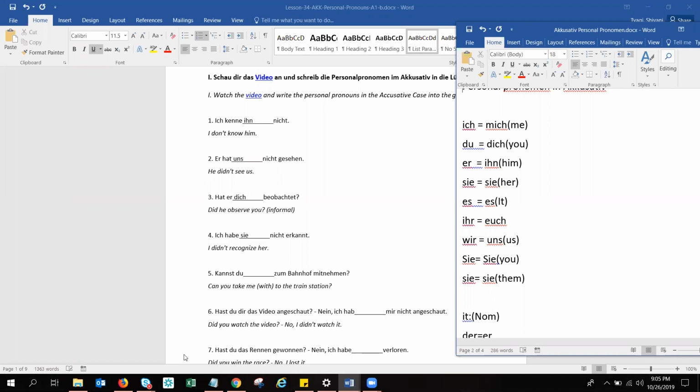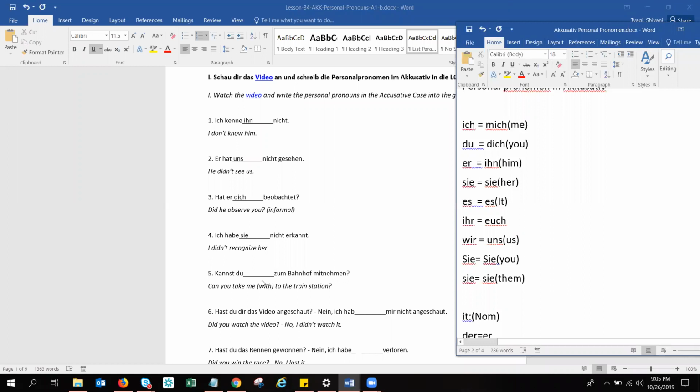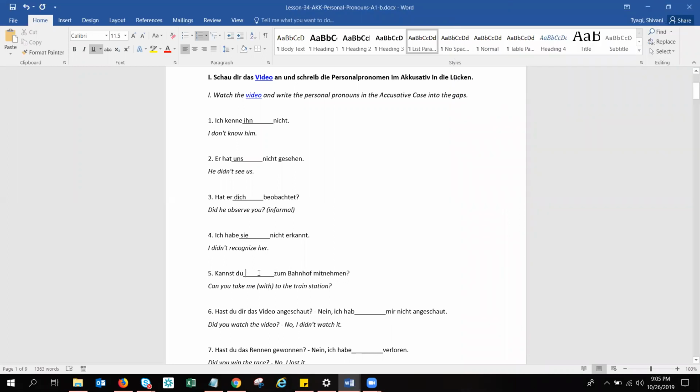Shruti, are you there? Okay, I'm not getting your voice. Anyways, it's: Kannst du mich zum Bahnhof mitnehmen? So, can you take me along to the railway station? Sorry, I was on mute the whole time. Okay. So for the Bahnhof mitnehmen, here we have to write me. So me is mich.